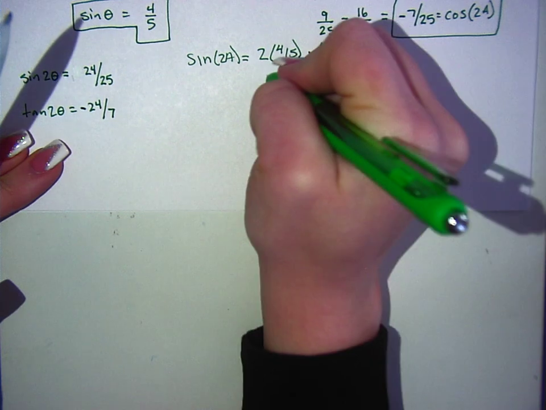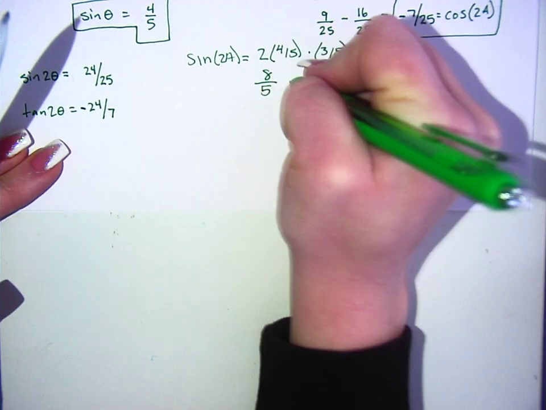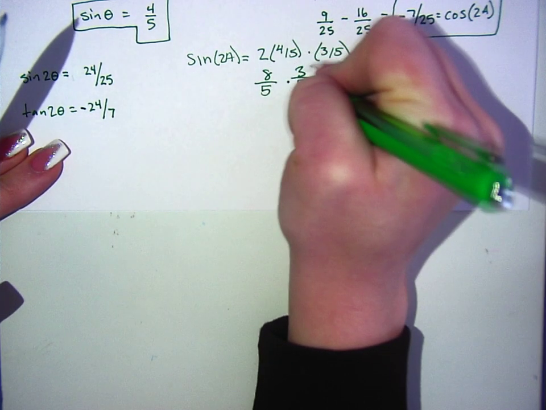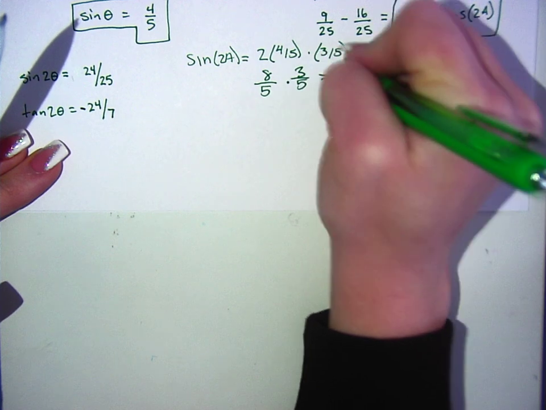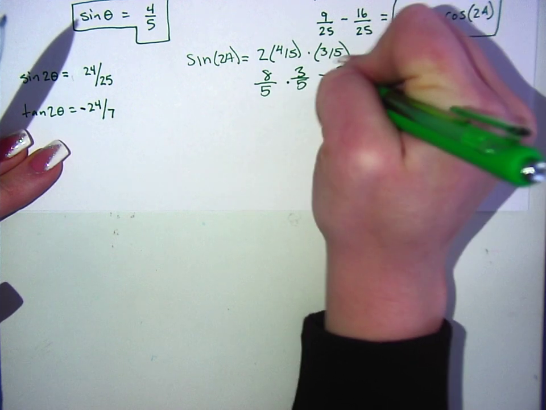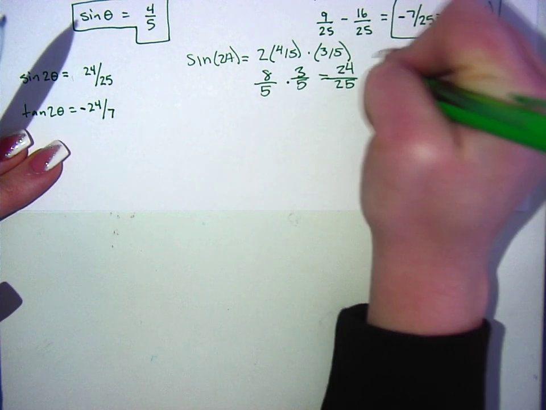And then we got 8 over 5 times 3 over 5. And then we got 24 over 25 equals sine of 2a.